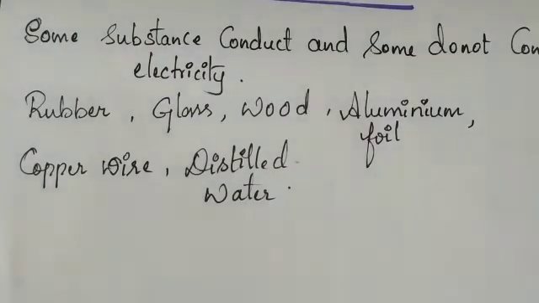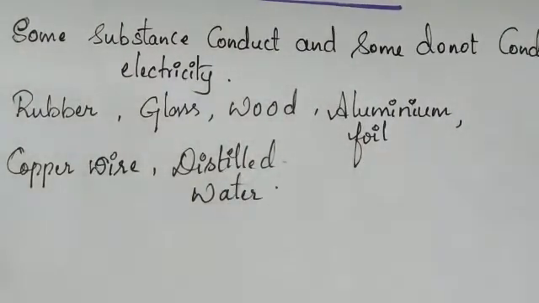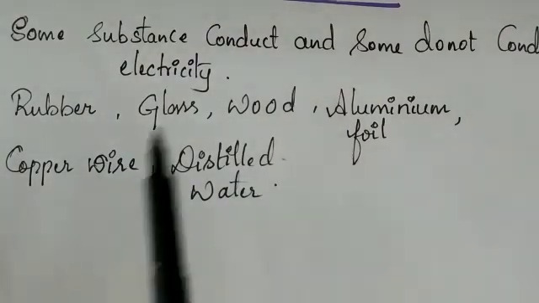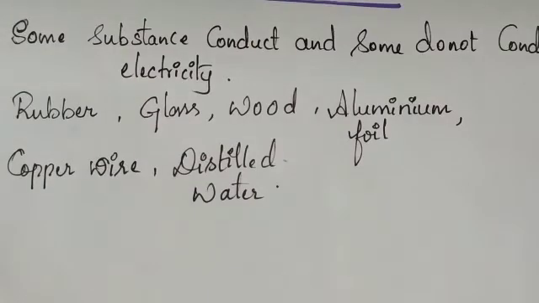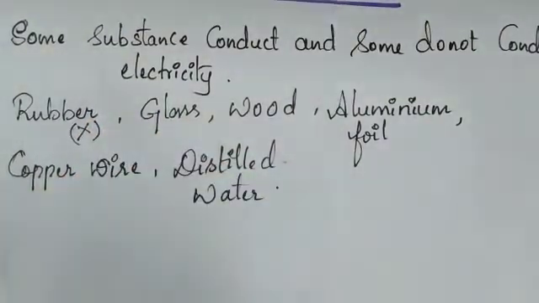These are the topics we are going to discuss under the chemical effect of electric current. See here, first I have considered whether a substance will conduct electricity or not. Some substances conduct and some do not. I have taken some examples where we have to classify which material will conduct electricity and which will not. Rubber does not conduct electricity, so I put the wrong mark here.